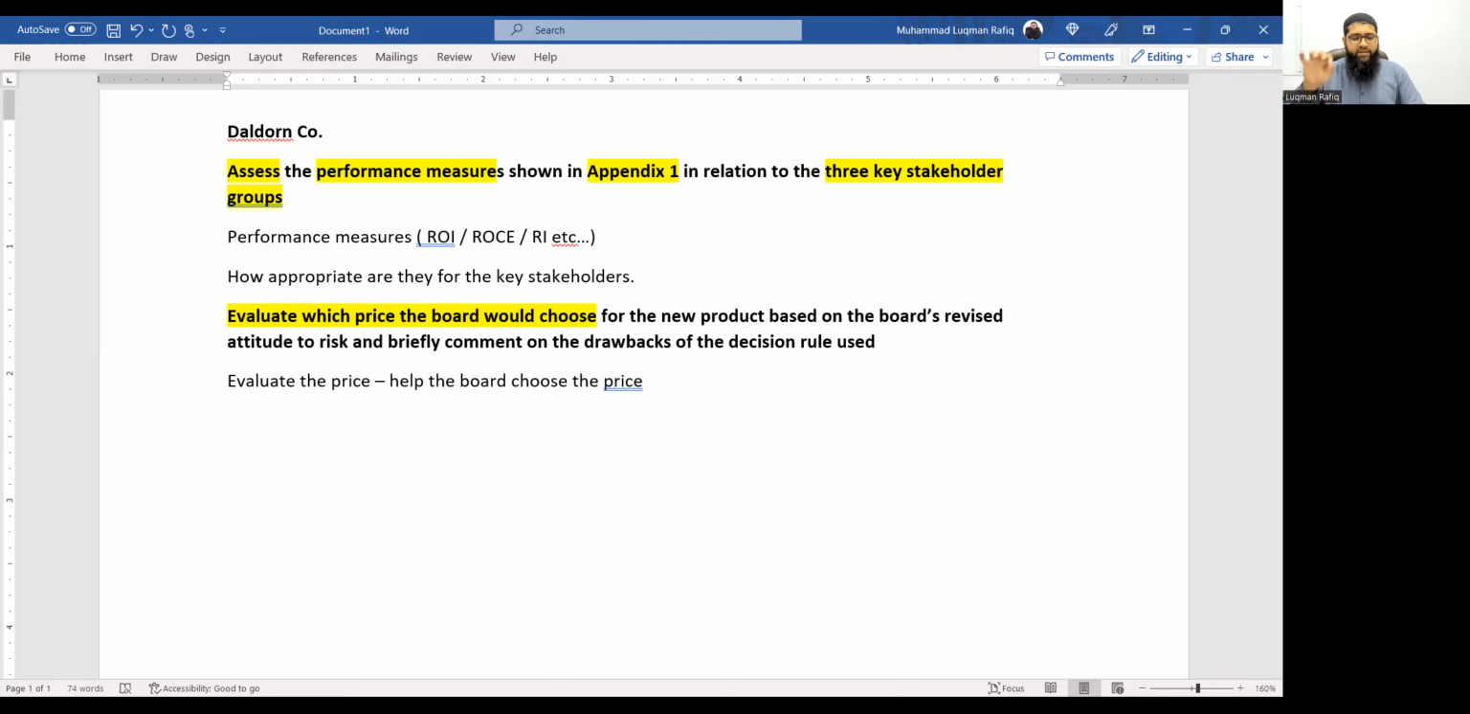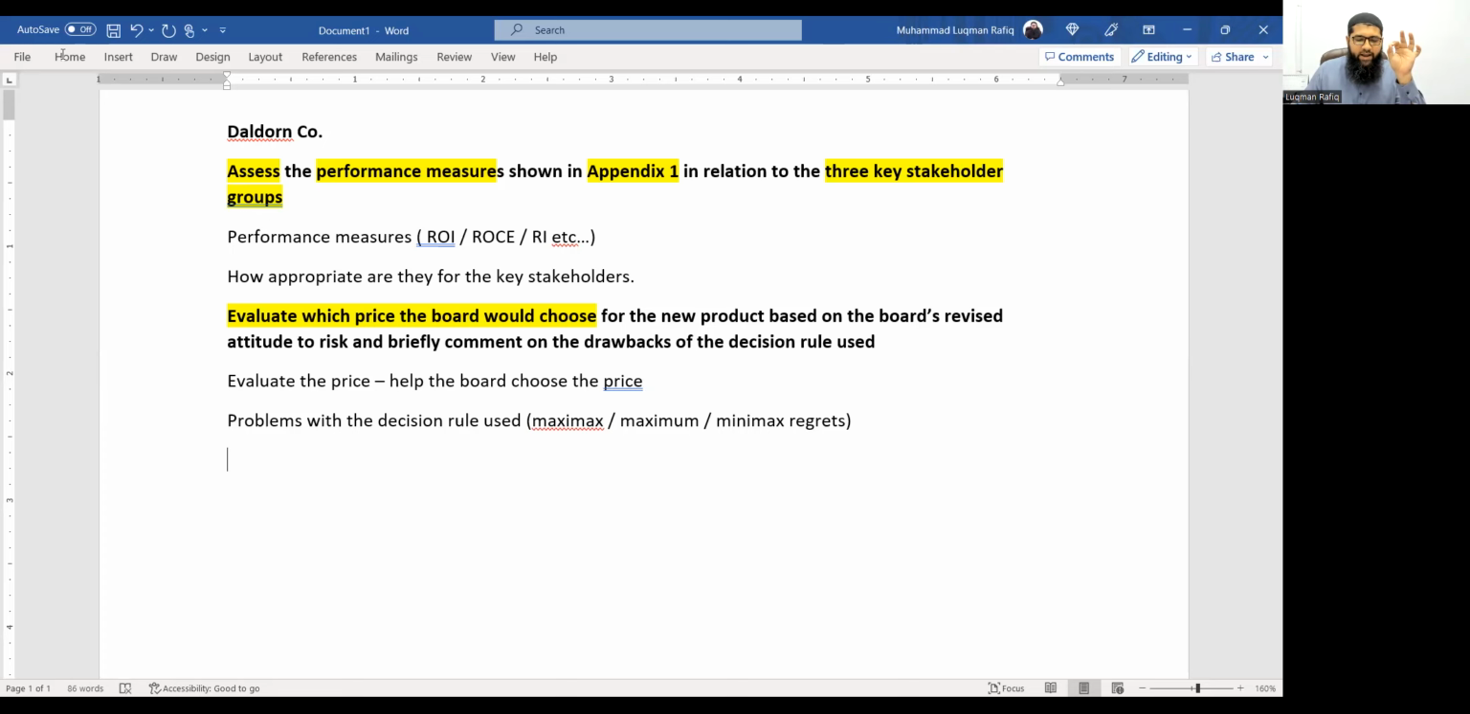And then you would briefly comment on the drawbacks, the problems with the decision rule used. Now, when I say the problem with the decision rule used, what do I actually mean by this? Your decision rules could be maximax, maximin, minimax regret, and so on. These are your decision rules.